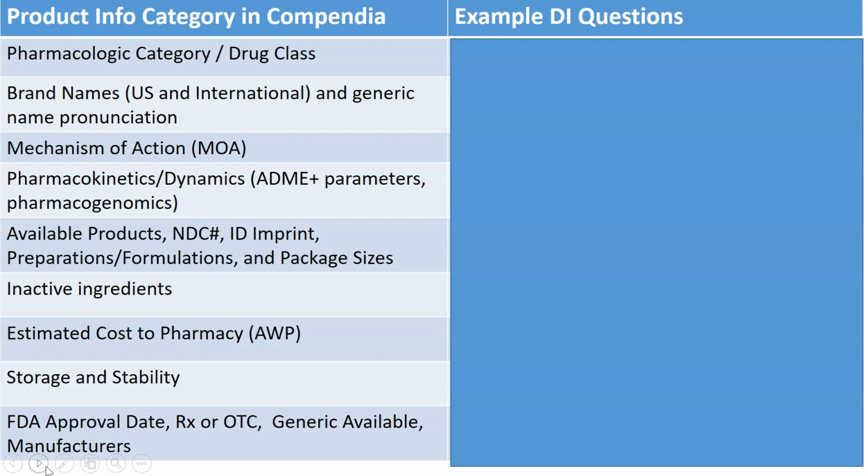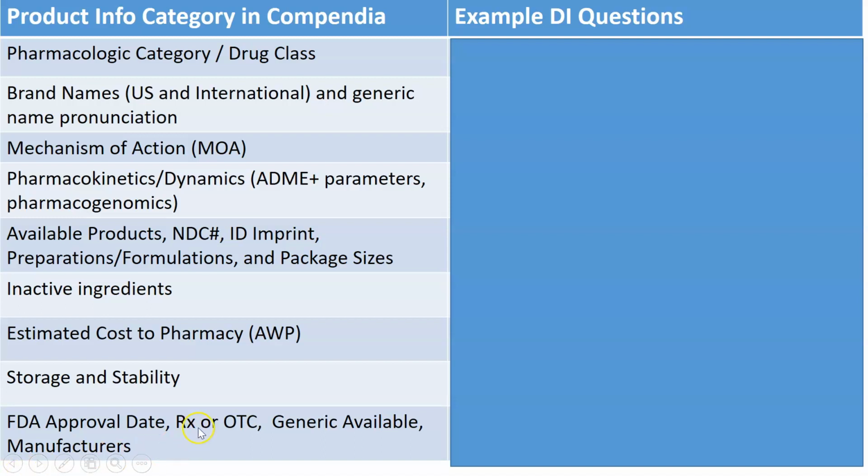On the left here, you can see various subcategories of product information that you will find in compendia. They include things about the chemical nature of the drug, like its pharmacologic category, the different names that it is known by, and also how you can pronounce those names. Linked with pharmacologic category is the mechanism of action, or how the drug works to have its therapeutic effect, but also can be used to help predict some of the adverse effects that are likely an extension of its pharmacologic action.